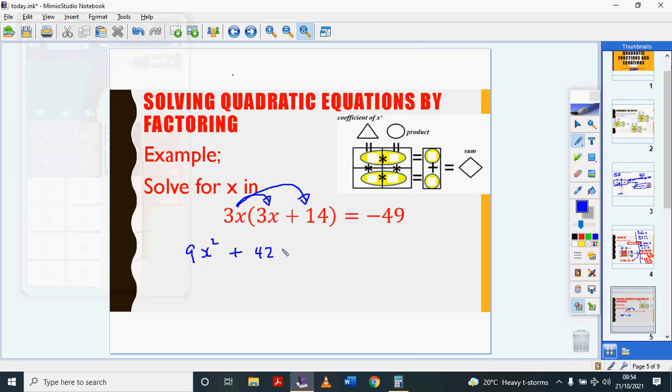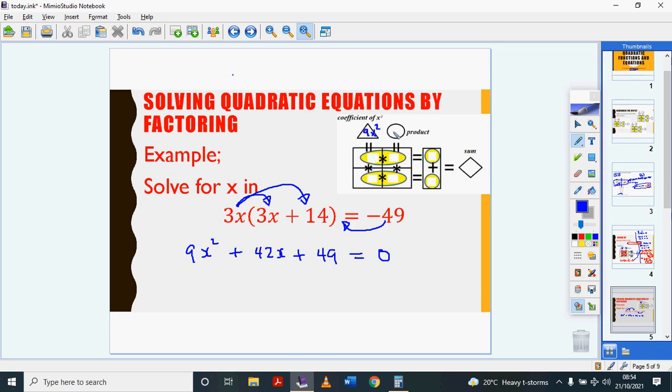So that's 42x, and now I'm going to bring the 49 this side, right? And since it's negative, when it crosses over, it will become positive. Now I have it equal to 0. Okay? So since I have it equal to 0, I now have a quadratic equation that is equal to 0. So that means I'm trying to solve for x, or I'm trying to find the x-intercepts. So I will start my process of solving.